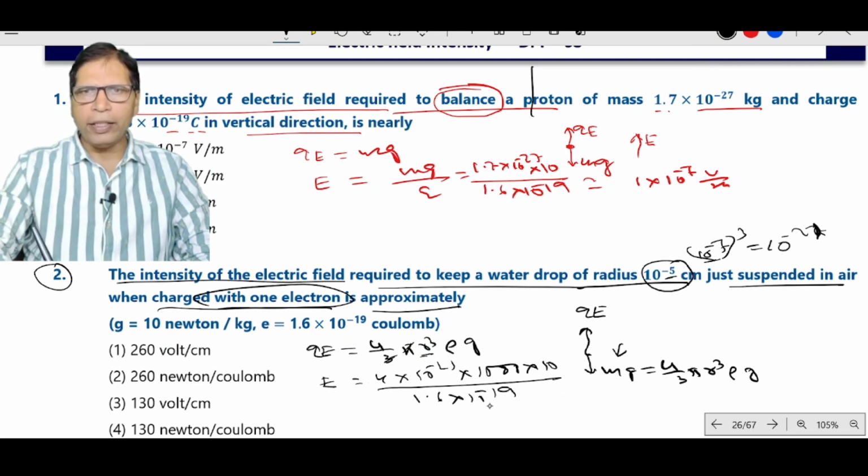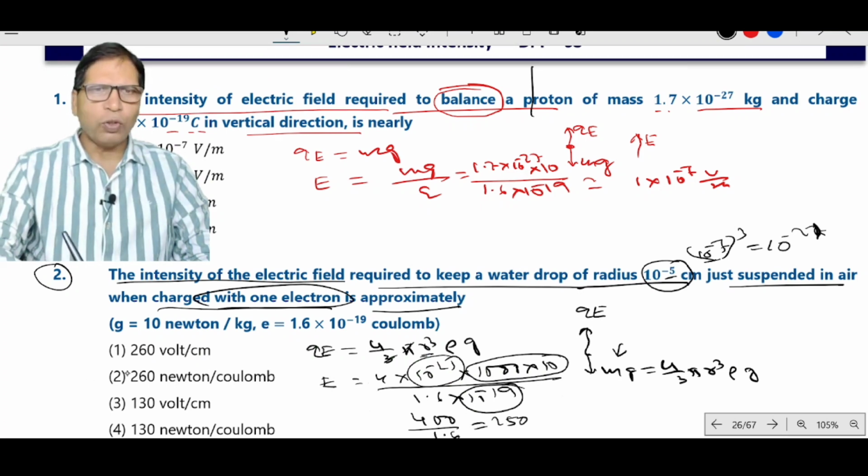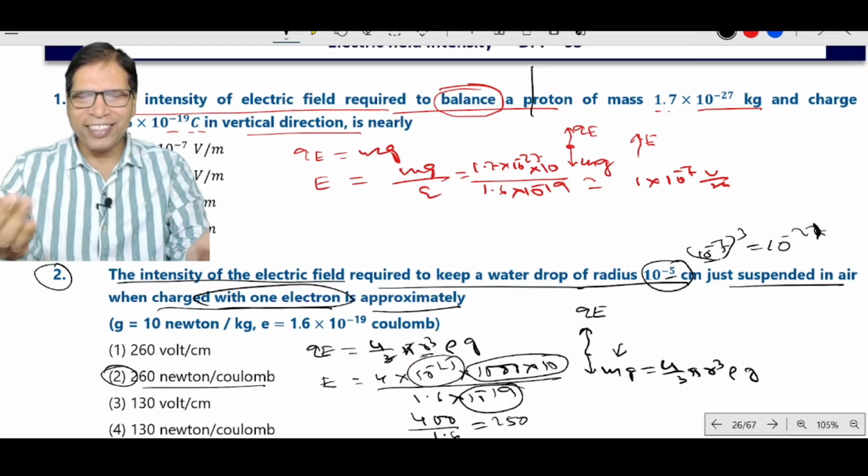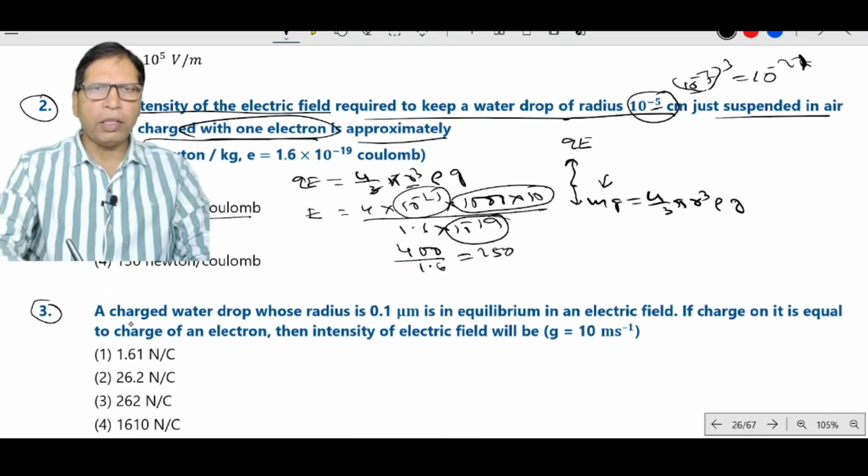Okay, so 10 to the power minus 19 and 10 to the power minus 21 give 10 to the power minus 2, into 10 to the power 4, so this is 100. So here 400 by 1.6 is roughly 250 or 260. So this is 260 Newton per coulomb. Okay, understood? Next.